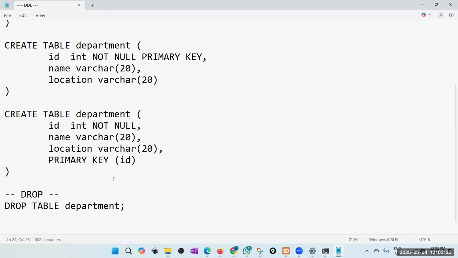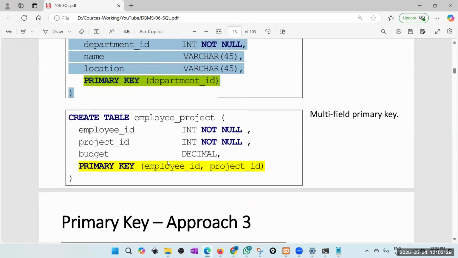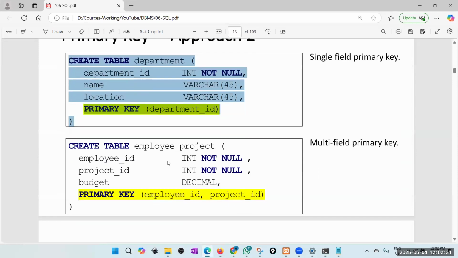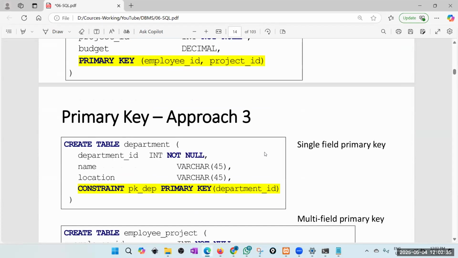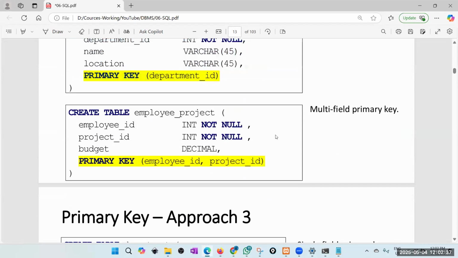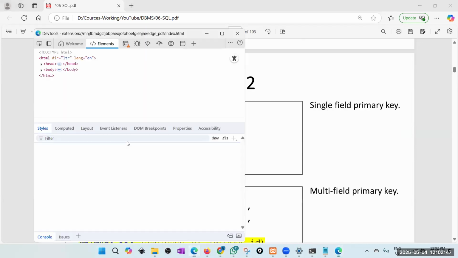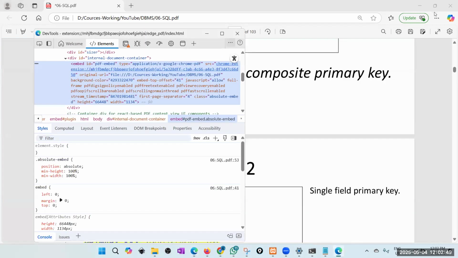Right. So there's a third way. Okay. Before going to the third way, there are situations where you can have multiple or composite primary keys. Remember connecting tables and so on. So if you have a composite primary key, you can't use the first approach. Right? You can't. Okay. Sorry for that.